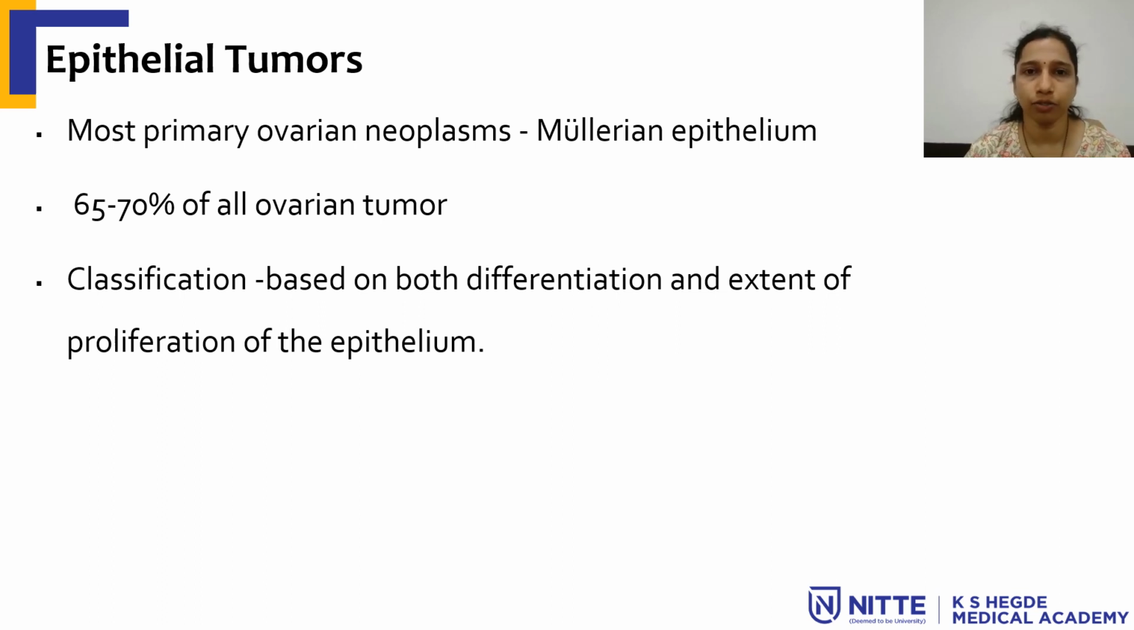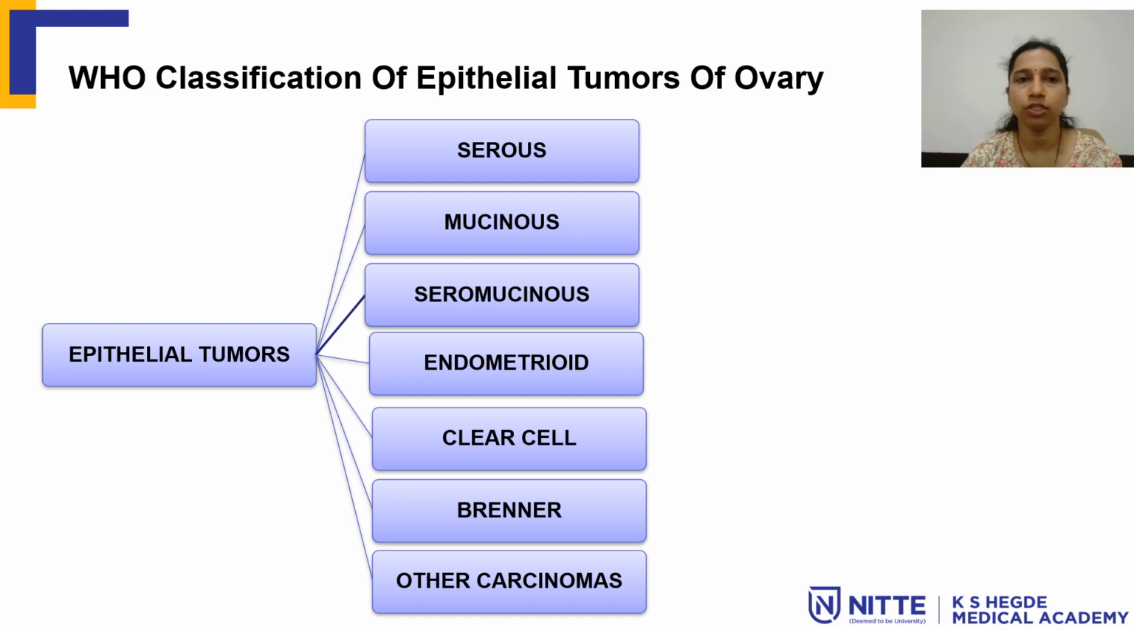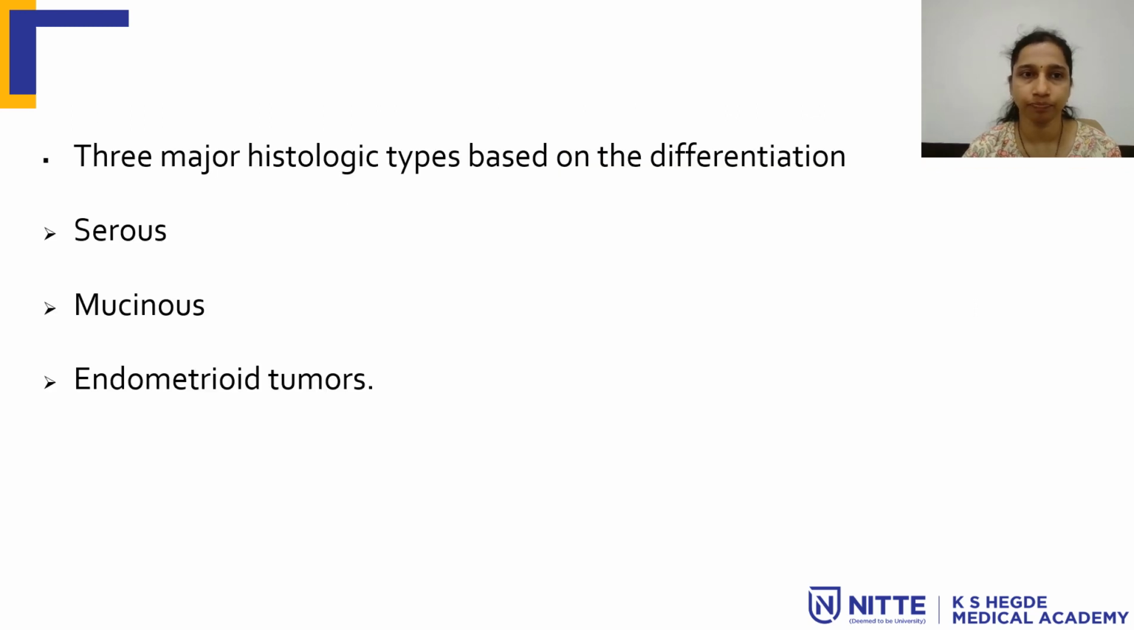So coming to epithelial tumors, they are the most common type of ovarian tumor which arises from Mullerian epithelium. It accounts for 65 to 70% of all ovarian tumors, and the classification depends on the differentiation of the tumor and also the extent of proliferation of the epithelium. So WHO classifies epithelial tumors of the ovary as serous tumor, mucinous tumor, seromucinous tumor, endometrial tumor, clear cell tumor, Brenner tumor, and other uncommon tumors.